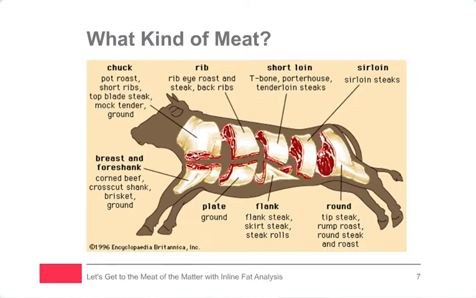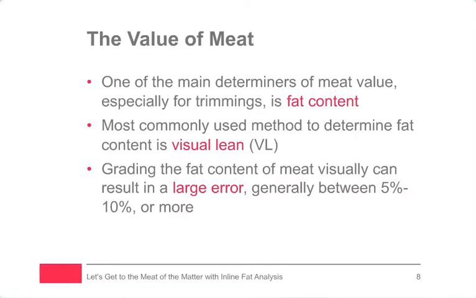Of course, in the process of producing these primals, a lot of trim is removed. Also, some of these primal cuts are not very popular on the actual supermarket shelves. So the type of meat that we're talking about is everything that goes from a slaughterhouse for further processing. Now, this type of meat, its value is determined by its fat content.